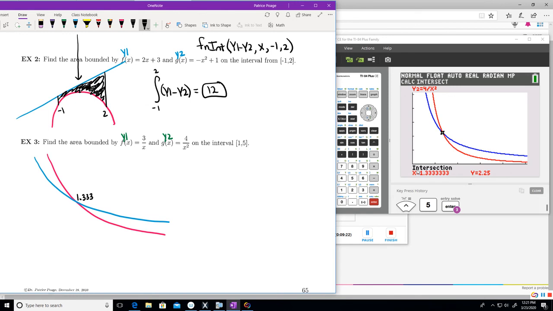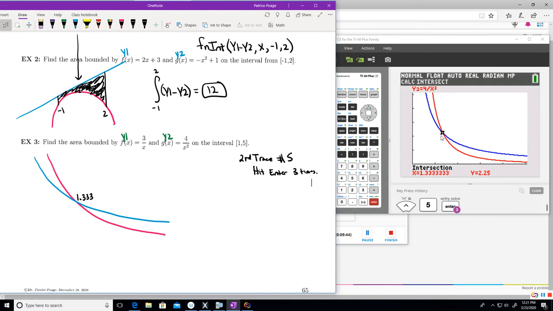All right, so I'm going to write that down in case you need that. So we went to second trace. Number 5 was intersection, and then we hit enter 3 times. Okay. So what we're trying to do is find the area bounded between these 2 curves from 1 to 5.